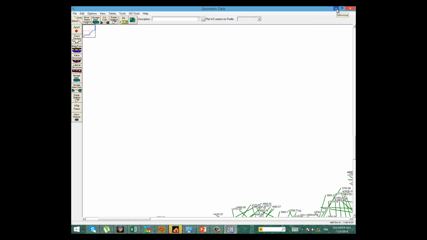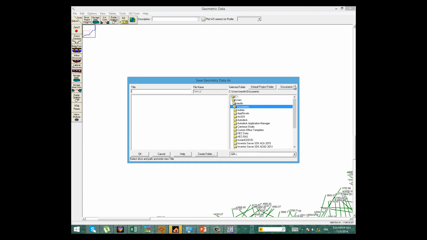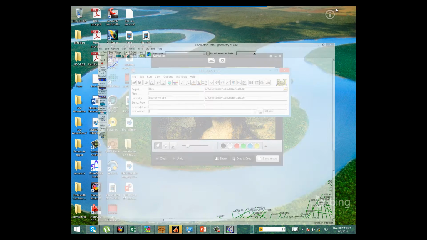That's it. So we can now continue. We have to save everything after correcting everything, and we put geometry of Aire. We can give a name, and yes, it's finished. Now we have finished. Now we need what? We need hydrological data.